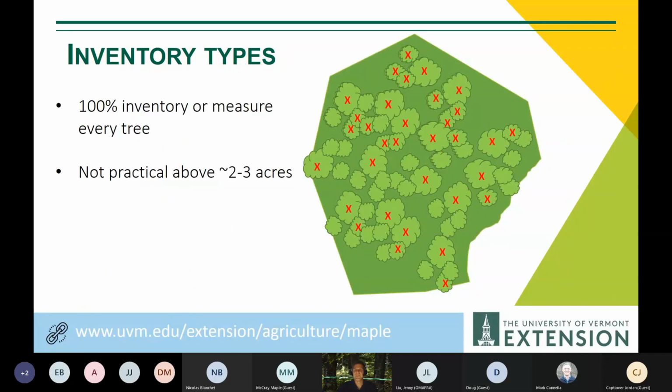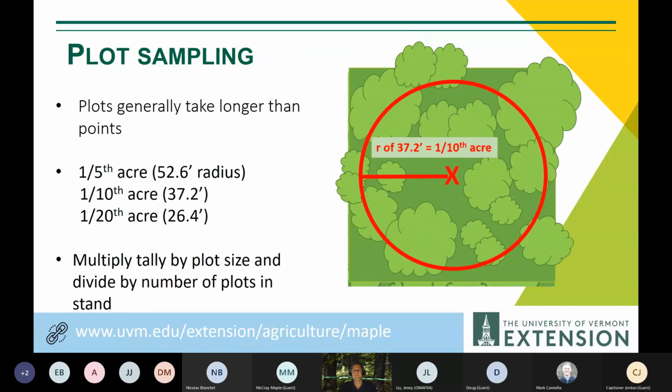So let's talk a little bit about what types of inventories you might do. The first off is the 100% inventory. That's measuring every single tree. And you might imagine this would take the longest. It's not the most practical, and definitely not practical when you get above a couple of acres. It's just going to take too long. So if you're on the hobby side of things, I think that's certainly a possibility. But once you get to be even just a little bit larger, it's going to be impractical to measure all those trees.